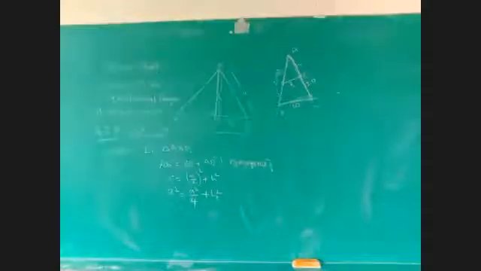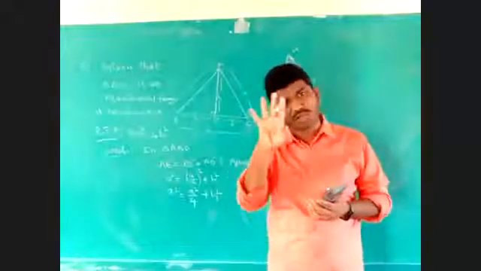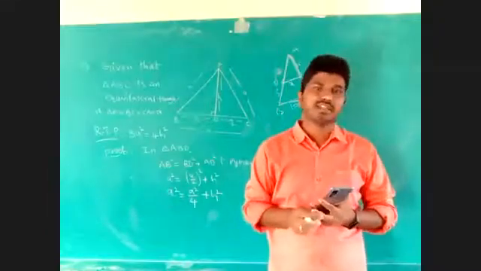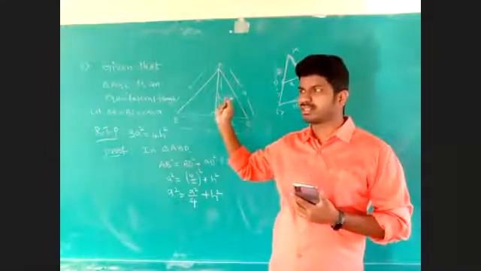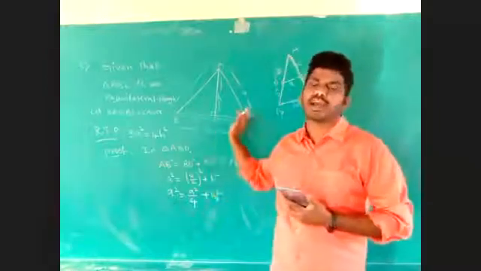In first question, I think 4 right angle triangles are there. We applied 4 times Pythagoras theorem. In second question also 4 right angle triangles are there. We applied 4 times Pythagoras theorem. In third question 2 right angle triangles are there. Take any one right angle triangle, then apply Pythagoras theorem, then you will get the answer.